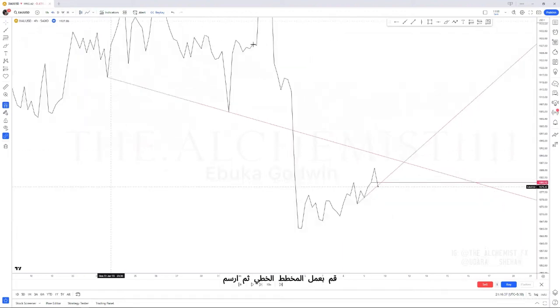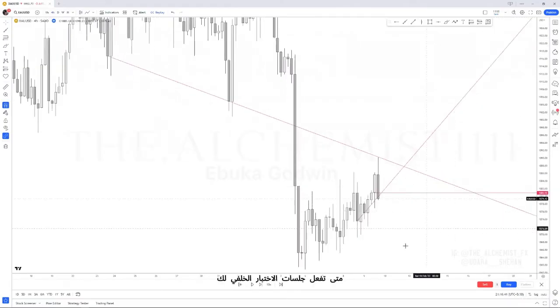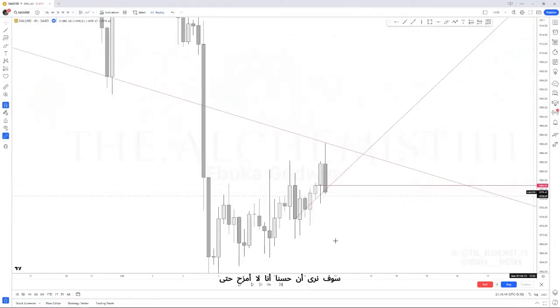Like I do the line chart and then I draw the perfect lines. Okay, because it takes practice. It takes practice. I'll show you when doing the backtesting sessions, you will see that. Okay, I'm not even kidding.